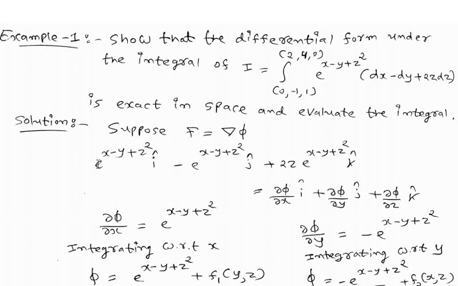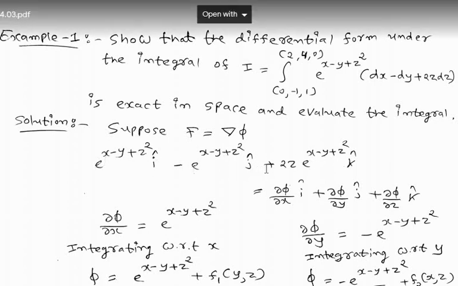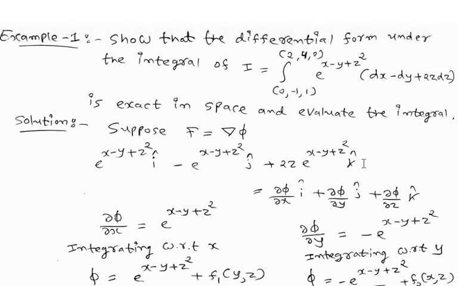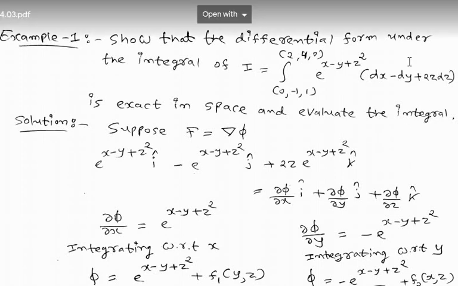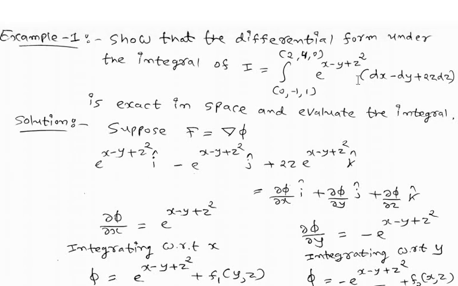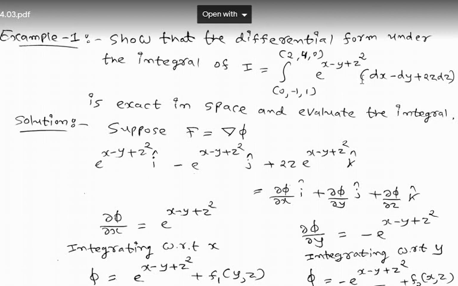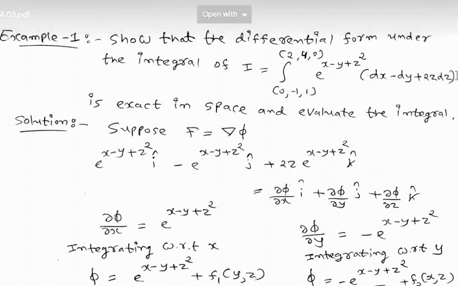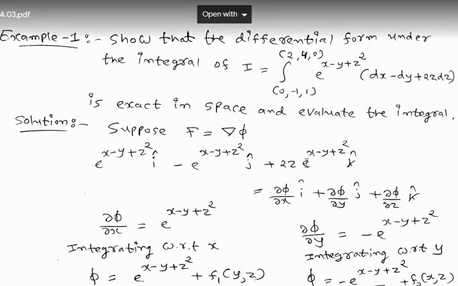If you find the dot product of this f1 i plus f2 j plus f3 k with dx i plus dy j plus dz k cap, you will get this result. So this is f bar dot dr bar, right? So simply from this you can conclude that the first component is f1, the second component is f2, and the third component is f3.